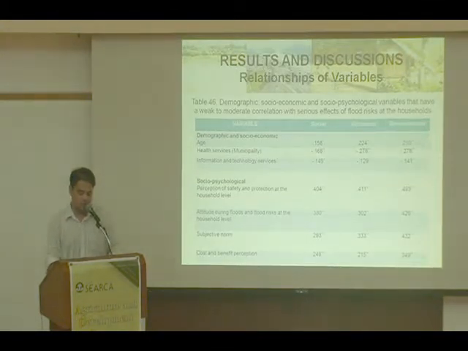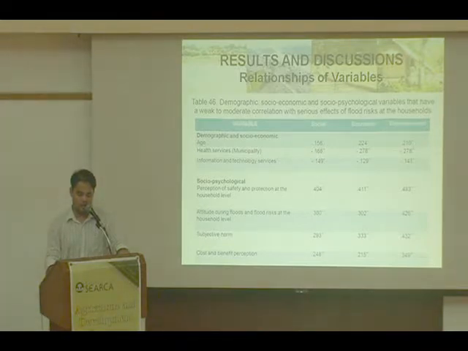In terms of associations, I only highlighted some of them: age, health services, and information and technology services. Mature rice farmers already have a higher perception of the serious effects of floods and flood risks. While when health services and information and technology services are not delivered, the perception of the rice farmers also increases, or the more they are knowledgeable of the serious effects of floods and flood risks.